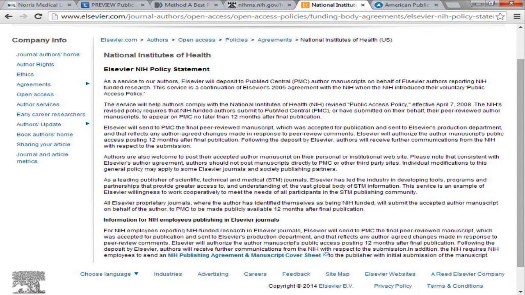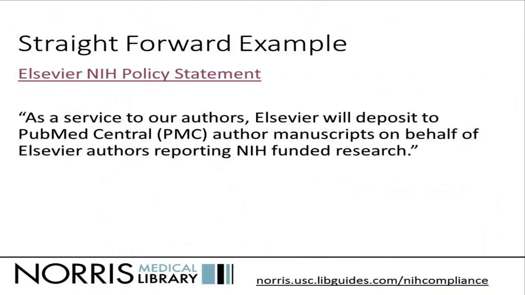as a service to our authors, Elsevier will deposit to PubMed Central, PMC, author manuscripts on behalf of Elsevier authors reporting NIH-funded research. This service is in continuation of Elsevier's 2005 agreement with the NIH when NIH introduced their voluntary public access policy. So I say this is a straightforward policy because we know that Elsevier and all the journals that it publishes will directly submit the manuscript to PubMed Central on behalf of the author.